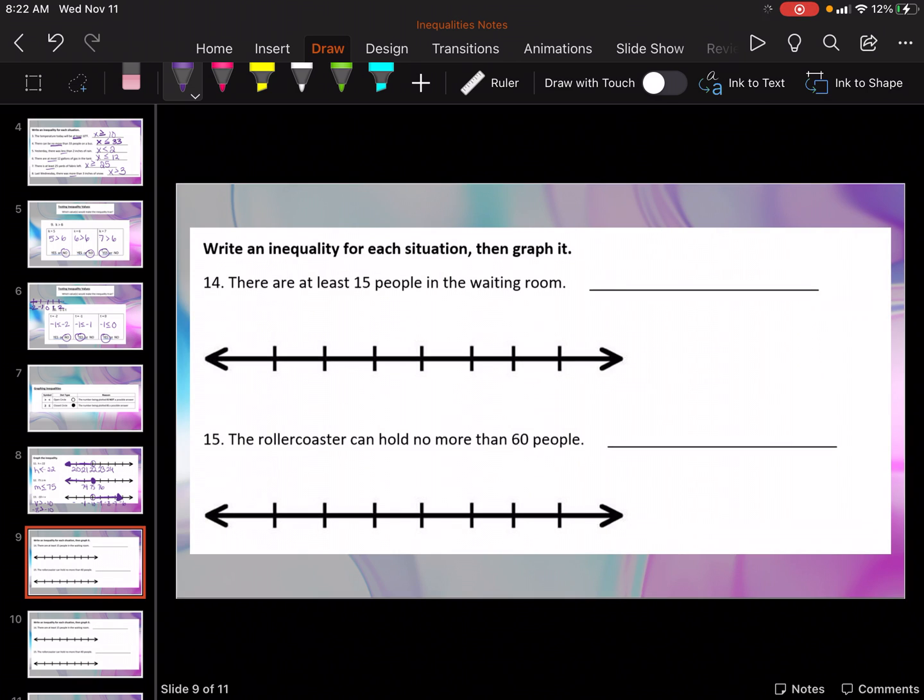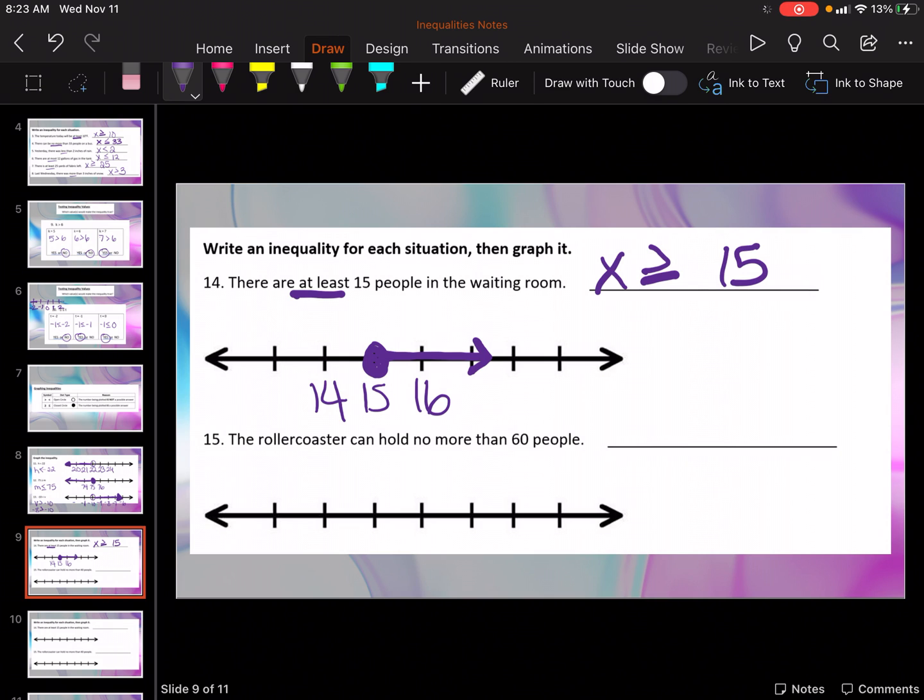So here we go. Let's practice drawing them and writing them and then drawing them. At least 15 people in the waiting room. So we're going to have X and we're going to have 15. So there's going to be 15 or more. So X is greater than or equal to 15. 14, 15, 16. Going to be a closed circle pointing to the right because our number is going to be 15 or greater.